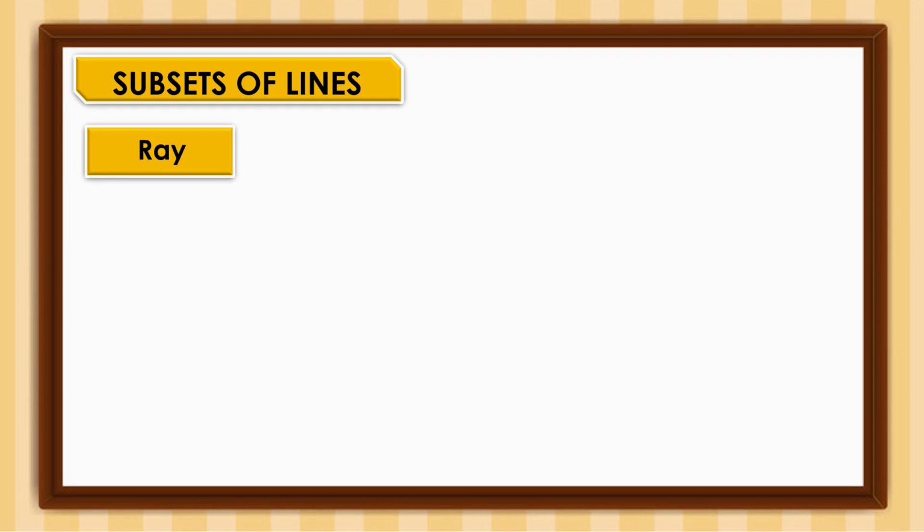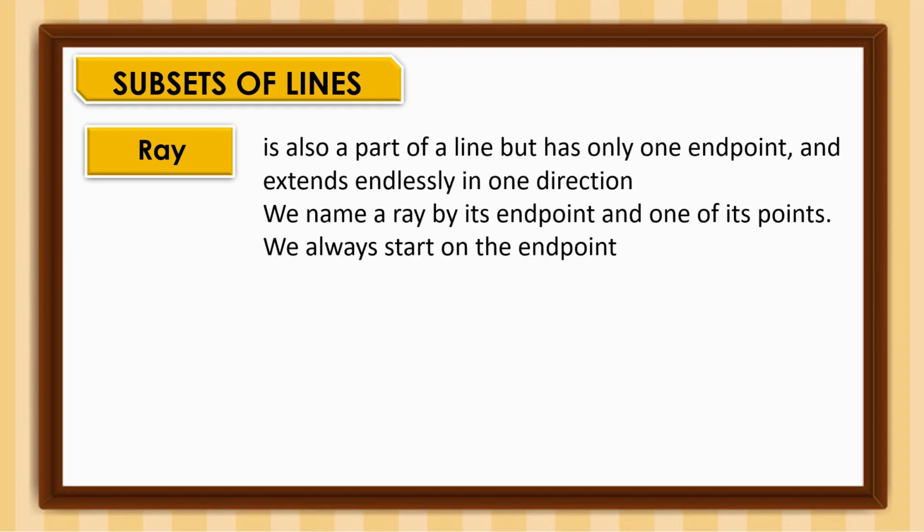Now let us proceed to ray. When we say ray, it is also a part of a line, but it has only one endpoint, and the other extends endlessly in one direction. So we name a ray by its endpoint and one of its points. We always start on the endpoint.